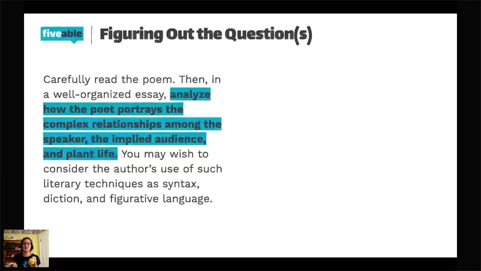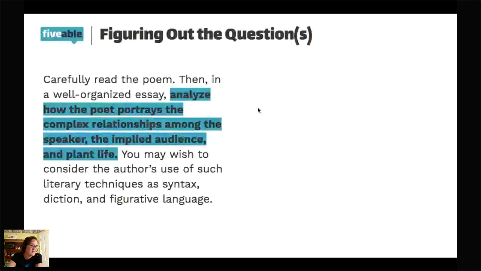So if you know that tone in there and you know that meaning, then you're getting that complex relationship: you expect the plants to be working for man, but man's actually working for the plants. That's the complex relationship. So it's something that you expect, and then the opposite happens, kind of ironic.